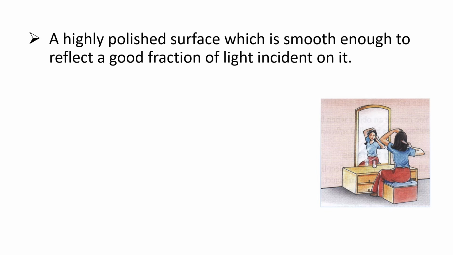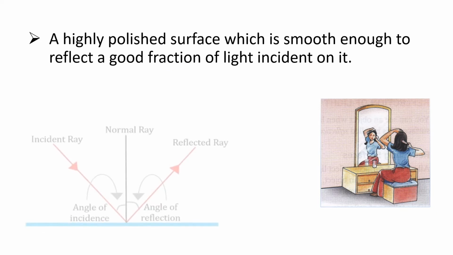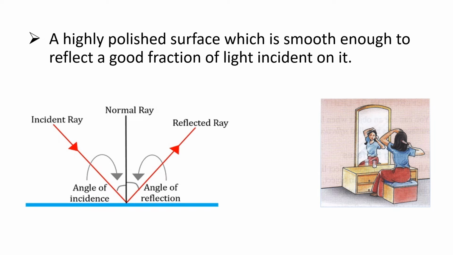It is a highly polished surface which is smooth enough to reflect a good fraction of the light incident on it. Plane mirror obeys the laws of reflection. According to the laws of reflection, angle of incidence must be equal to the angle of reflection.